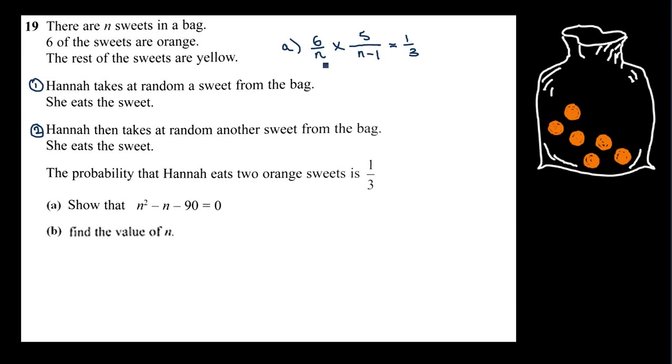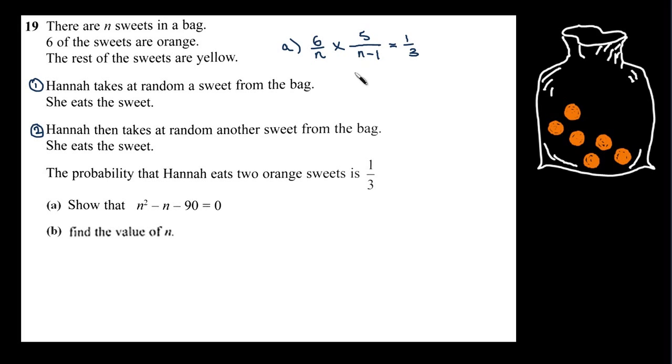So that equation there, 6 over n times 5 over n minus 1 equals 1 over 3, must be a rearrangement of n squared minus n minus 90 equals 0. So one of the things that we've got to do is get that third out from the right-hand side and put the whole equation equal to 0. We're also looking at these n terms here, and they're in a denominator. In other words, they're underneath the fraction bar. We've got to multiply out so that we remove these n terms from the denominator so that everything is in the numerator.